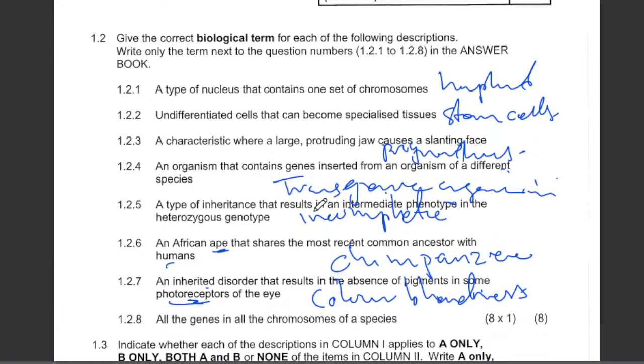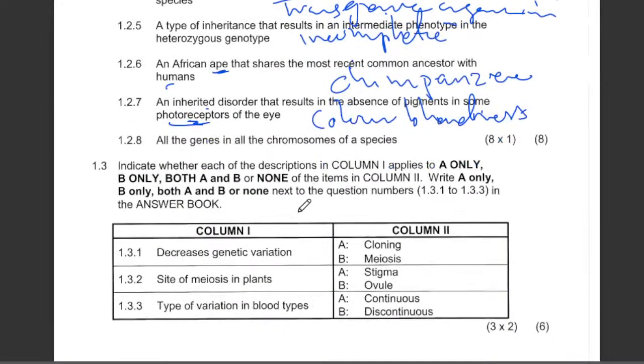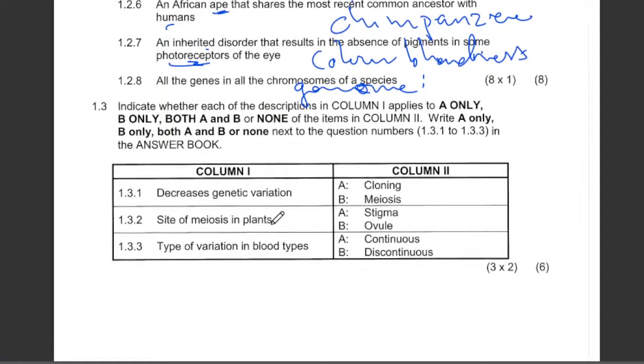Yes, we call it color blindness. Then they are saying that all genes in an organism of a species, we call this one a genome. I think the people I was discussing with yesterday are getting it right.